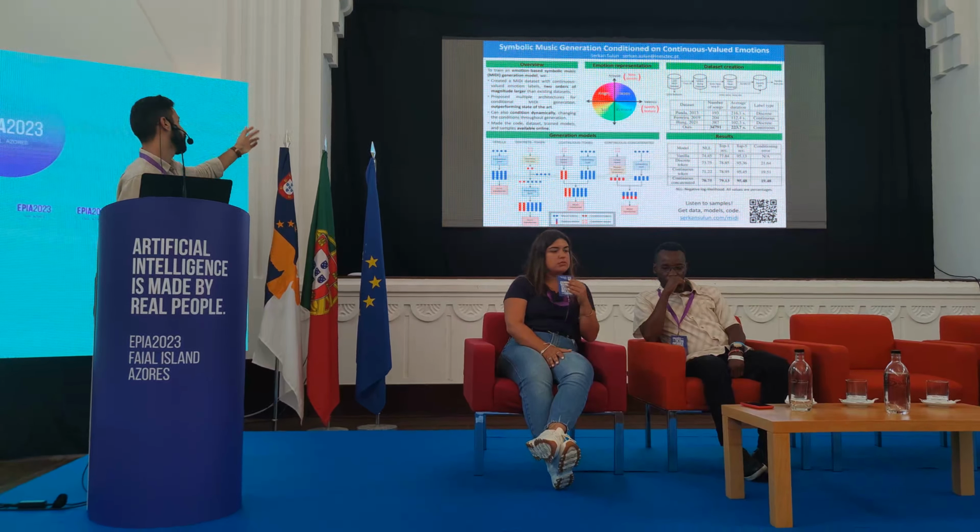And the cool thing about using these continuous numbers is that you can dynamically change the emotion throughout the song. So you can start at the lower left corner of that plane, so the song will be sad, and then you can smoothly increase both valence and arousal, and then the song will turn into a happy song.